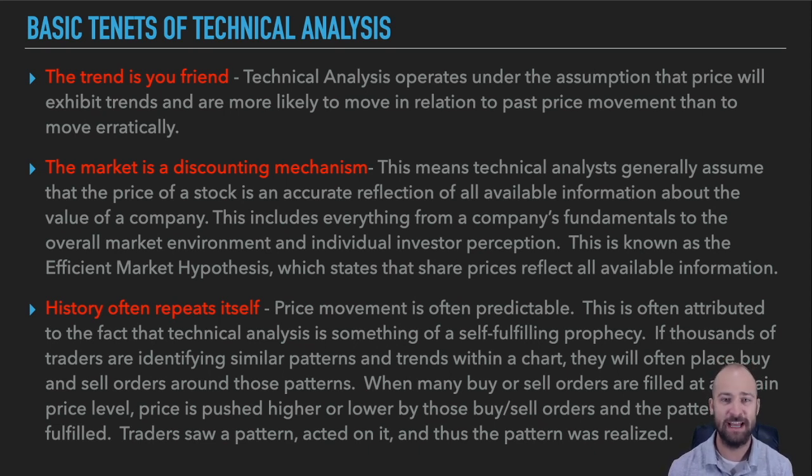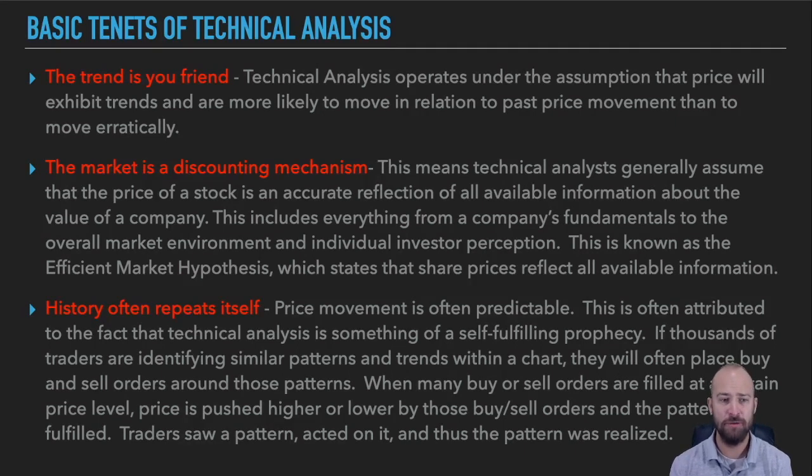Now, technical analysis operates under the assumption that price will exhibit trends and is more likely to move in relation to past price movement than to move erratically. So this plays to the concept of trend lines, support, resistance, channels, consolidations, chart patterns, price gaps, right? So at the core of TA is the fact that price doesn't necessarily move erratically, but can be forecasted with greater probability by looking at the past, identifying common patterns, and putting those in the context of what's going on right now to forecast what's likely to happen next.